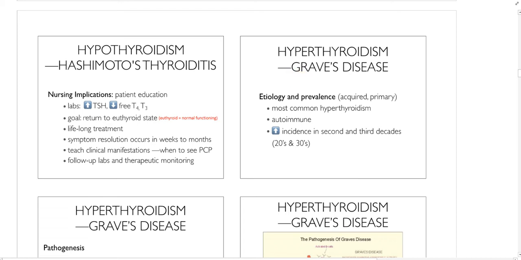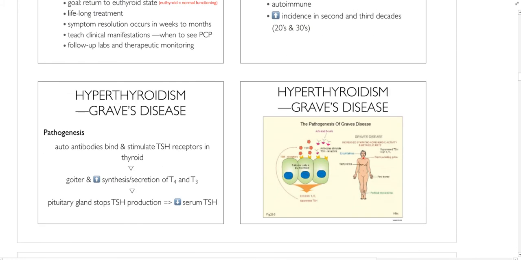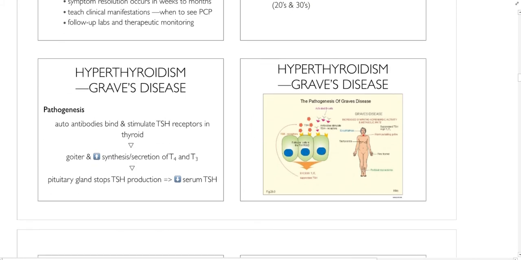So Graves' disease, this is also a primary concern here and is the most common form of hyperthyroidism. This is also, like Hashimoto's thyroiditis, an autoimmune disorder. We have most of the incidences occurring in their 20s or 30s. And we have, similar to Hashimoto's, autoantibodies that bind and stimulate TSH receptors in the thyroid.